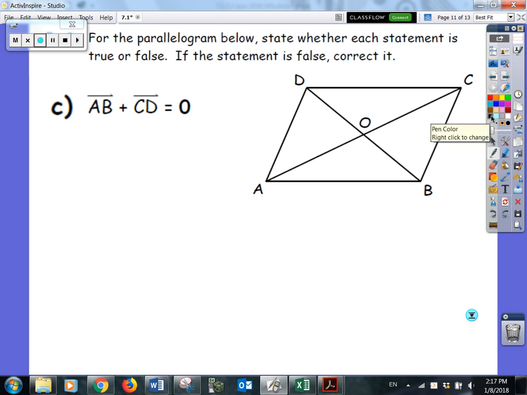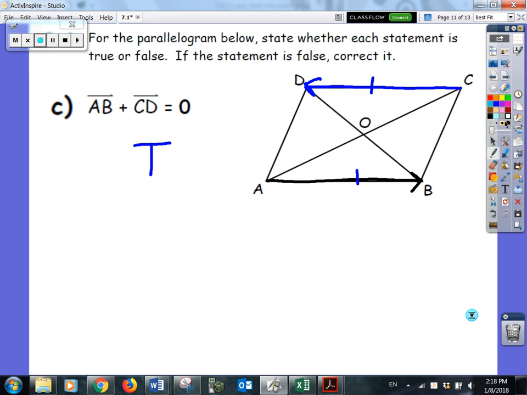All right, here we have AB. So AB goes to the right, plus CD. CD goes to the left. And remember, since it's a parallelogram, those are equal. So whatever their length is, let's just say their length is 10. One of them is 10 to the right, which would be positive. One of them is 10 to the left, which would be negative. So therefore, this is a true statement.